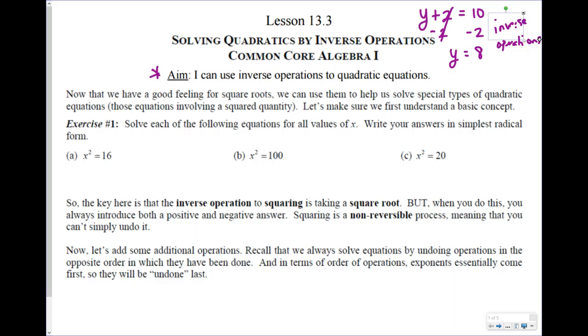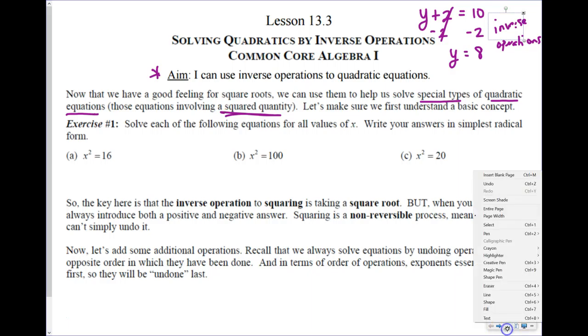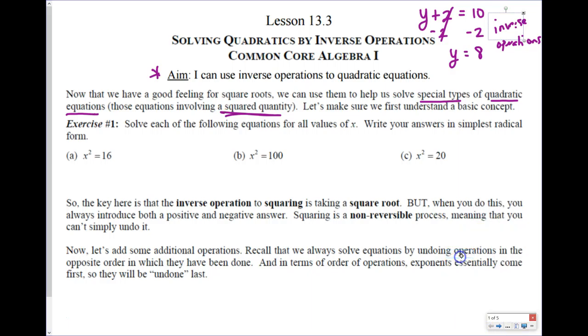So now that we have a good feeling for square roots, we can use them to help us solve special types of quadratic equations, those equations involving a squared quantity. So let's make sure we understand the basic concept of undoing a square root. So exercise 1 says solve each of the following equations for the values of x. So when I see that this says x squared, remember your whole goal for solving is to get the variable alone. That's your goal here.